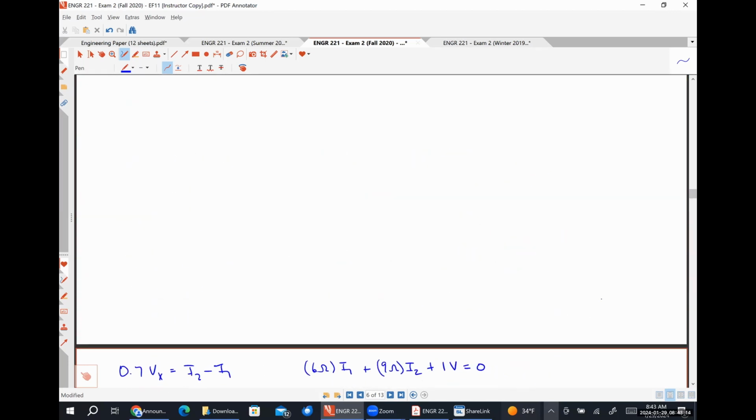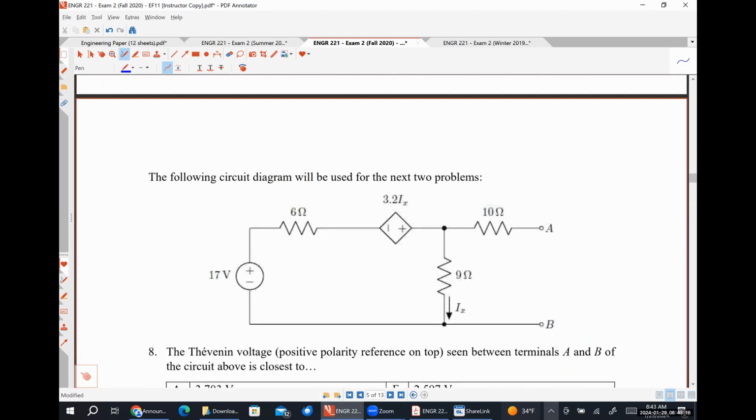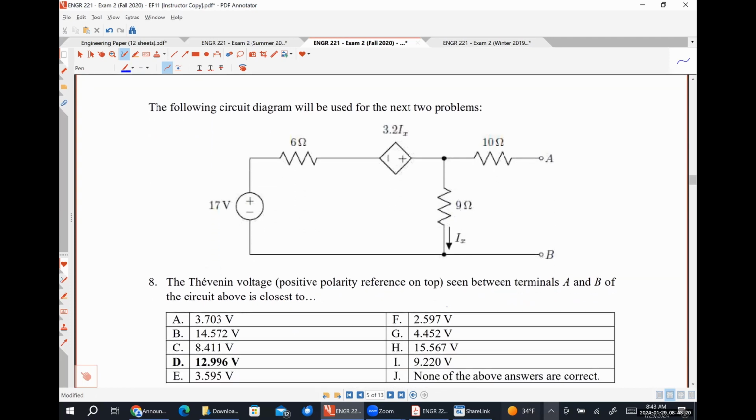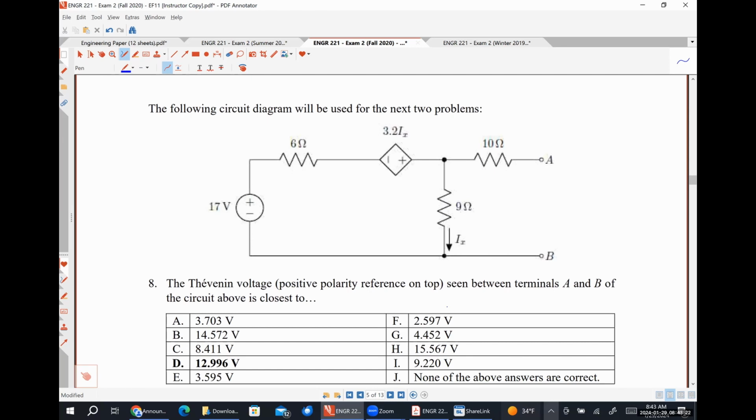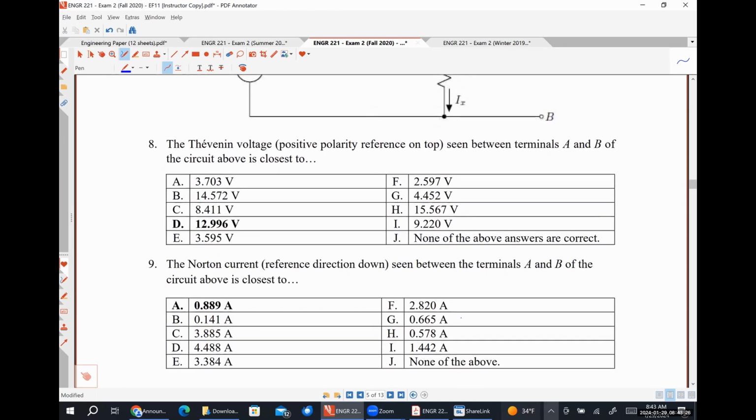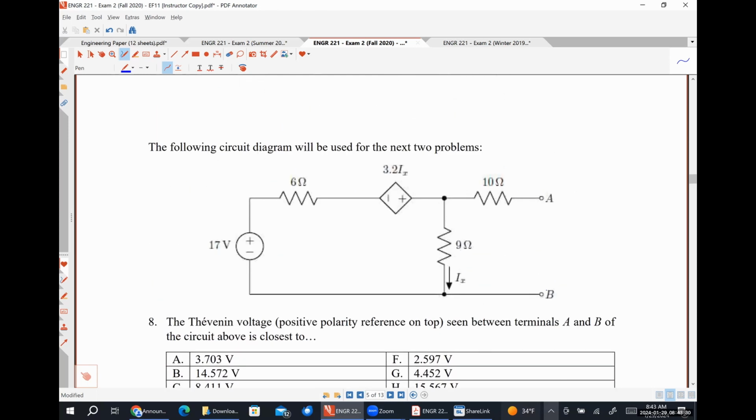Sure. So for this problem up here, because it has an independent source, I could find the Thevenin voltage, find the Norton current, and then take the ratio of those two quantities, and that would give me my Thevenin resistance. Yep. Correct. Brandon.